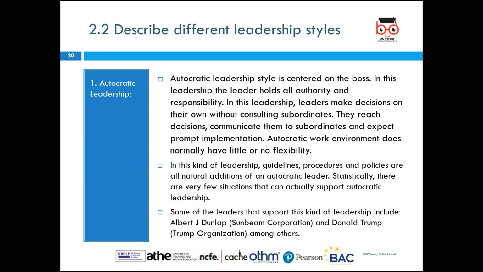Number 1 is autocratic leader style. Autocratic leadership is centered on the boss. So this person will think, I am the authority. I've got all the responsibility. I'm going to make all the decisions, and I'm not going to talk to anybody else. It's my job. I'll do what I want.